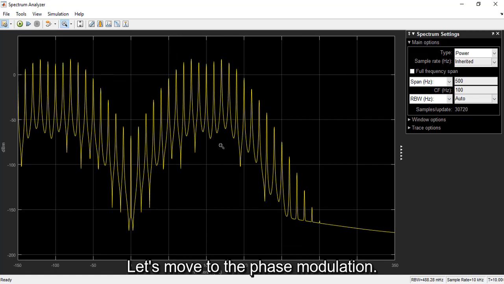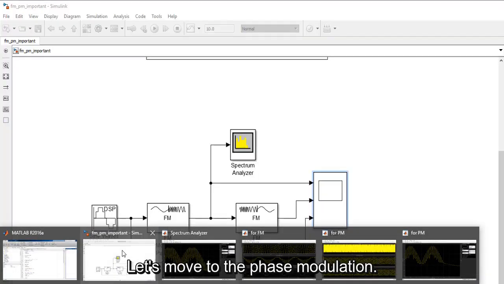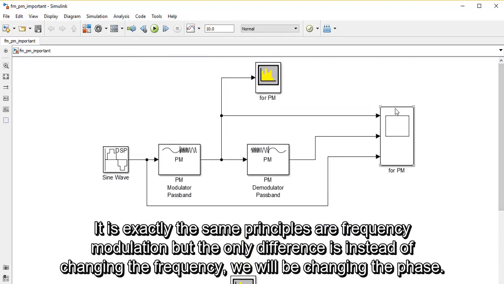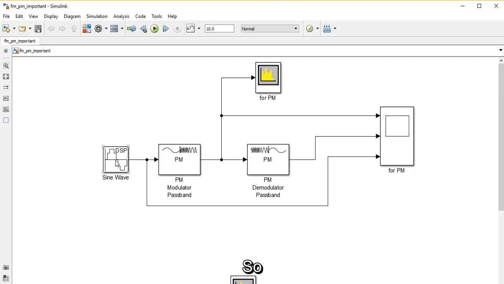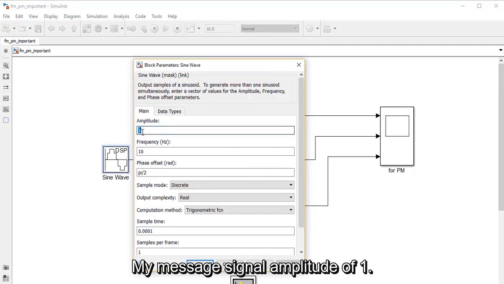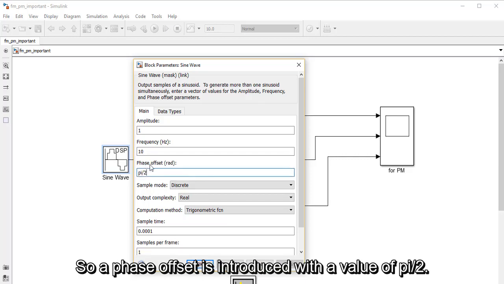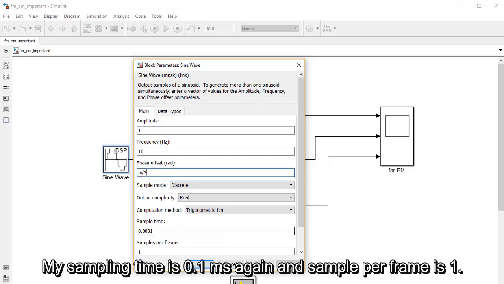Now let's move to the phase modulation. In phase modulation, it is exactly the same principle as frequency modulation, but the only difference is instead of changing the frequency, we will be changing the phase. So my message signal is going to have an amplitude of 1, my frequency is 10 again, but in here let's choose a cosine wave as my input instead of a sine wave. So a phase offset is introduced with the value of pi over 2. My sampling time is 0.1 millisecond again, and the samples per frame is 1.